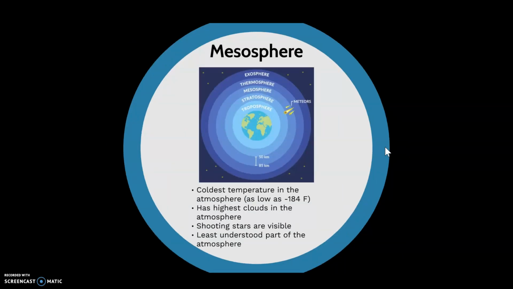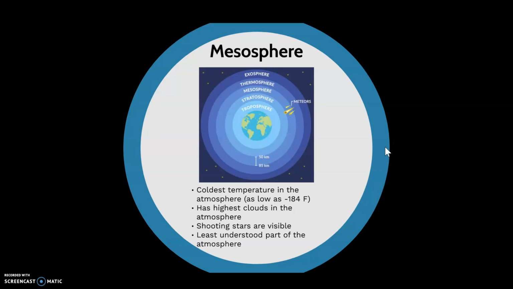Our next layer is the mesosphere. This is the third one from the ground. It has the coldest temperatures in the atmosphere. It can reach as low as negative 184 Fahrenheit, so very, very, very cold. This layer also has the highest clouds in the atmosphere. Some of them may even be ice clouds because of how cold it is.